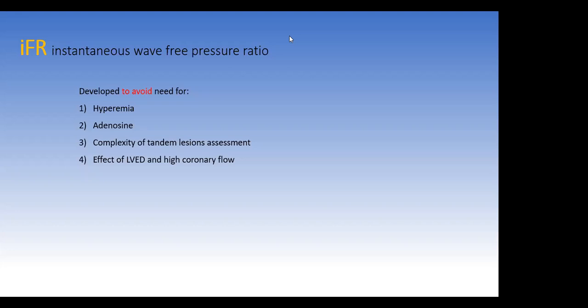In principle, FFR is the old system, but requires hyperemia. If you don't achieve maximal hyperemia, you don't get a good result. It's affected furthermore by the tandem lesion. If you have multiple lesions and you want to specifically say, is it the left main or is it the mid LAD that's causing the trouble, FFR will only tell you the two together. iFR has the ability to differentiate which lesion is causing which problem and does not need adenosine. It is less dependent on LVEDP. If LVEDP is high, FFR will be falsely negative. And with high coronary flow, there's a so-called discrepancy between iFR and FFR.